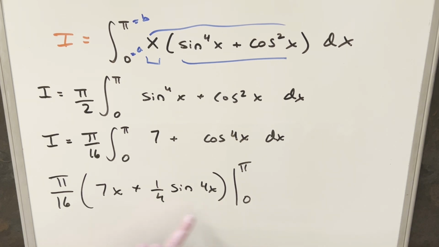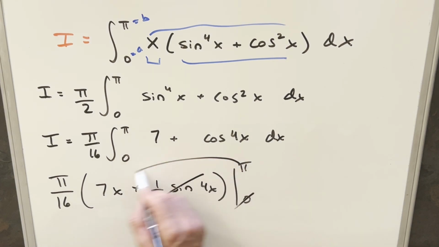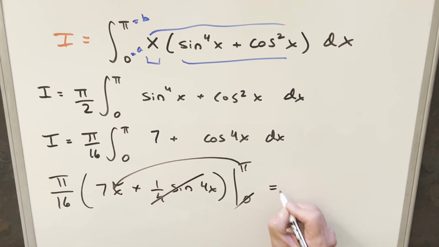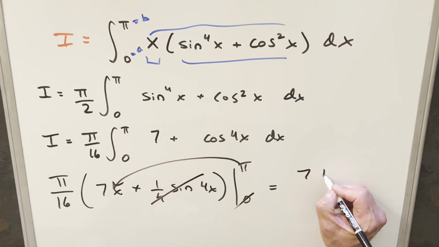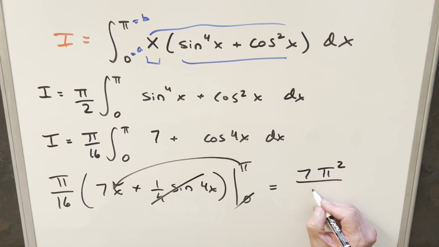Now when you evaluate at 0, everything's 0, sine at 0 is 0, get rid of that. When you look at plugging pi in here, sine of 4 pi, that's going to be 0, so we don't have to worry about this term. We just need to plug in a pi right here. So this becomes 7 pi. Multiplying it all together, for my final solution, we have just 7 pi squared over 16.